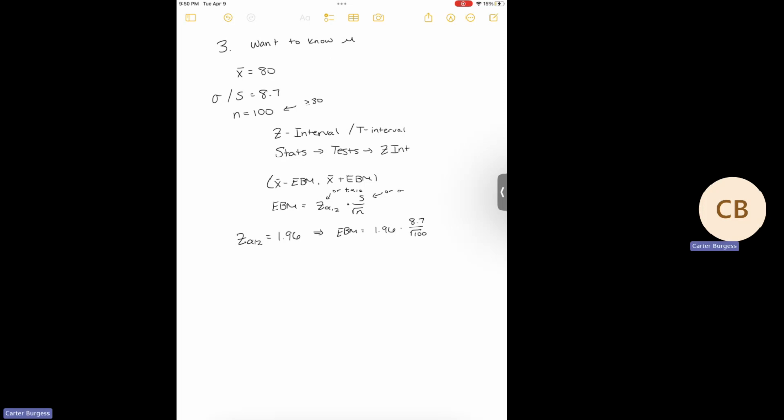This, so 1.96 times... I get that this error is equal to 1.7. We'll call it 1.7. And so what is my confidence interval going to look like? Well, it's going to look like from 80 minus 1.71 to 80 plus 1.71, which should be from 78.29 up to 81.7.